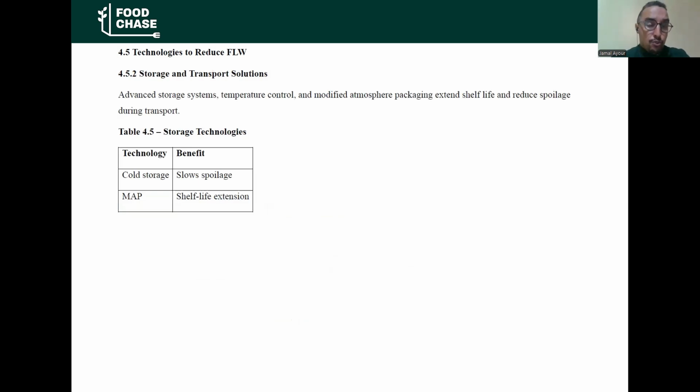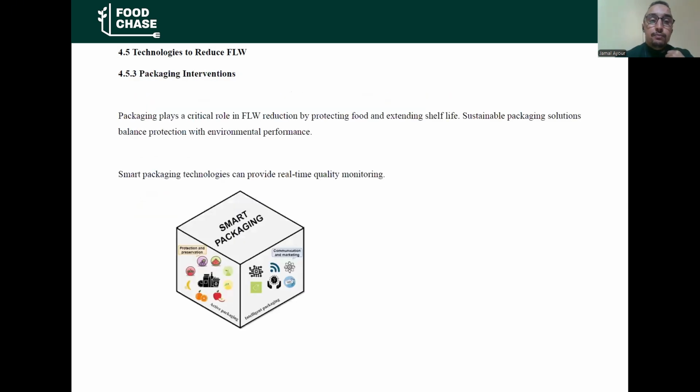About storage and transport solutions, one of the operations responsible for food loss, there are some solutions applied. For example, cold storage and MAP procedure to manage the shelf life of the product and slow spoilage. About packaging, it is also a technological solution, especially smart packaging technology, which can provide real-time quality monitoring of your product and avoid food loss and waste.